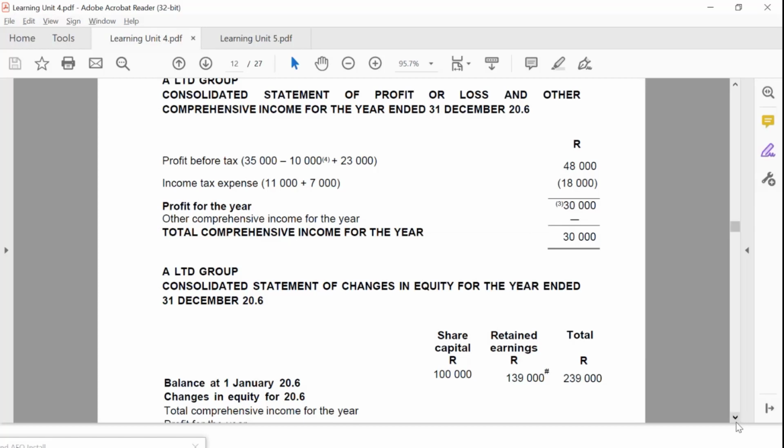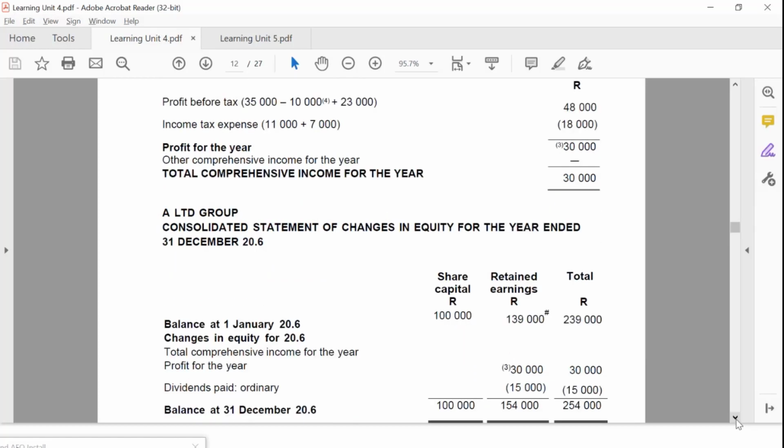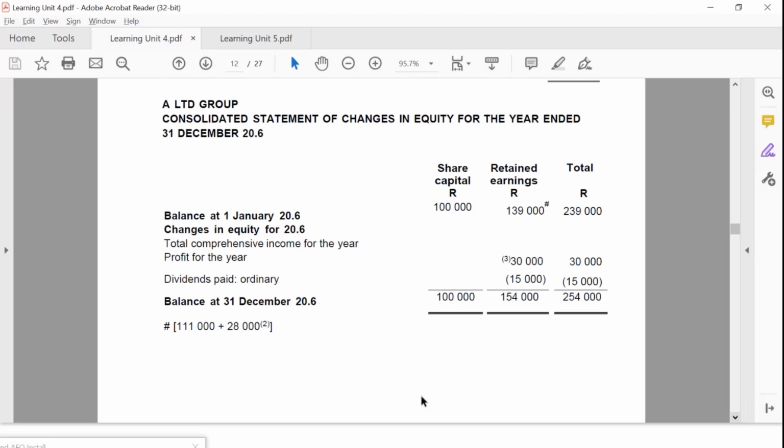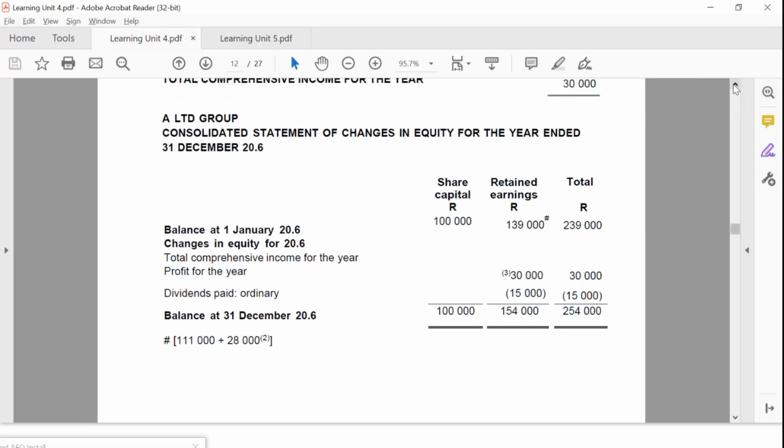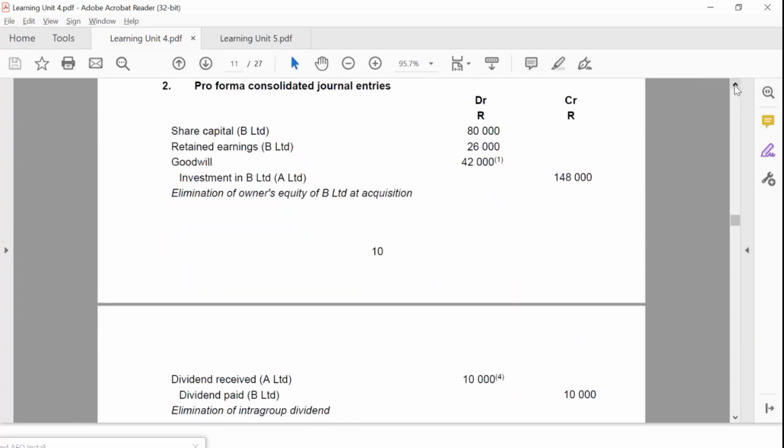Now let's look at the statement of changes in equity. Consolidated statement of changes in equity. The balance at 1 January 2020 was 100,000, right? Why is it 100,000? Because A was 100,000, B was 80,000, making 180,000. But the pro forma journal entry eliminated that 80,000. Look at this pro forma journal entry here. It eliminated this journal entry.